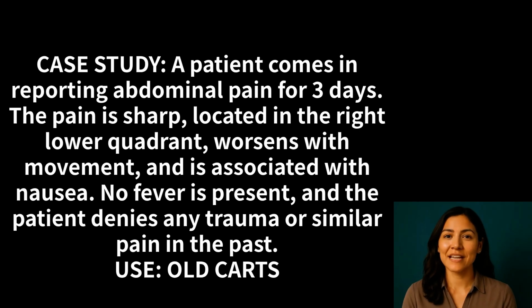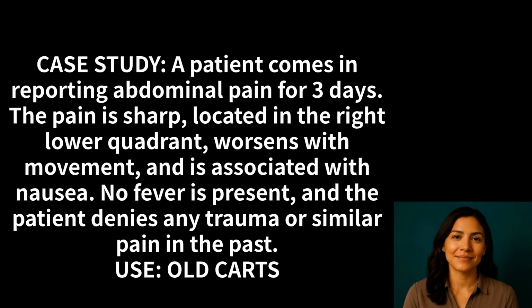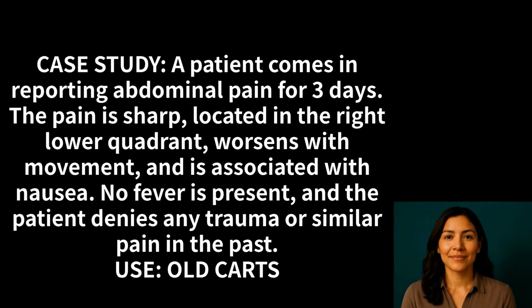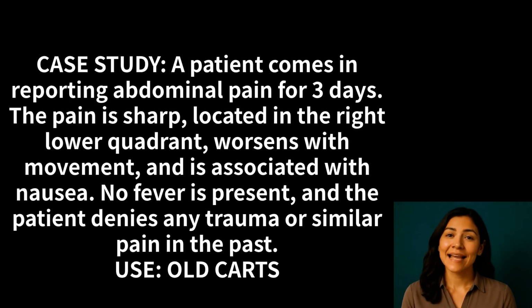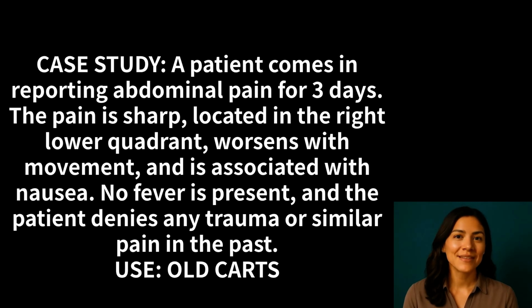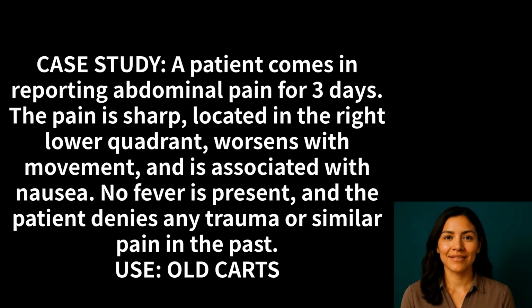Now let's work through a case together to practice our history-taking skills. Here's our patient scenario. A patient comes in, reporting abdominal pain for 3 days. The pain is sharp, located in the right lower quadrant, worsens with movement, and is associated with nausea. No fever is present, and the patient denies any trauma or similar pain in the past. Let's analyze this systematically using our OLDCARTS framework. First, let's identify our chief complaint. In the patient's own words, it's abdominal pain.